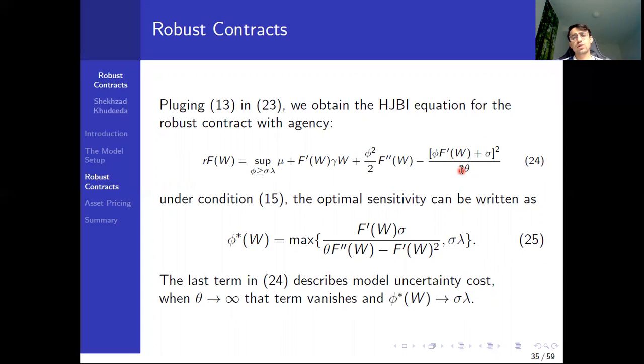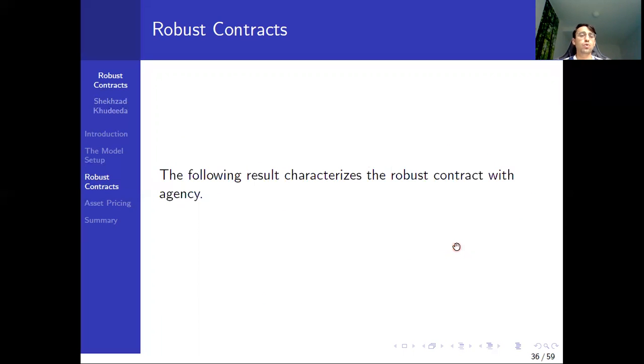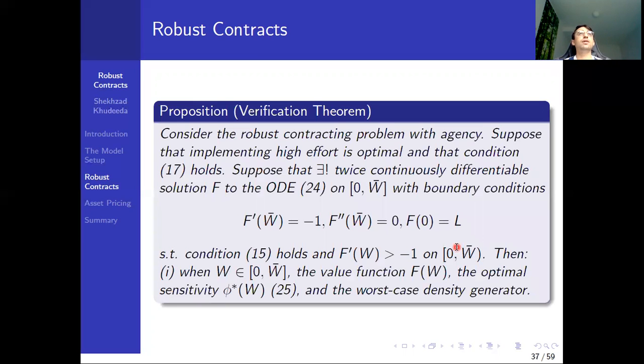And if theta goes to infinity, this optimal sensitivity is reduced. This will be 0. This will be the optimal sensitivity amount. So now the following proposition characterizes the robust contracting with the agency, what we call the verification theorem.